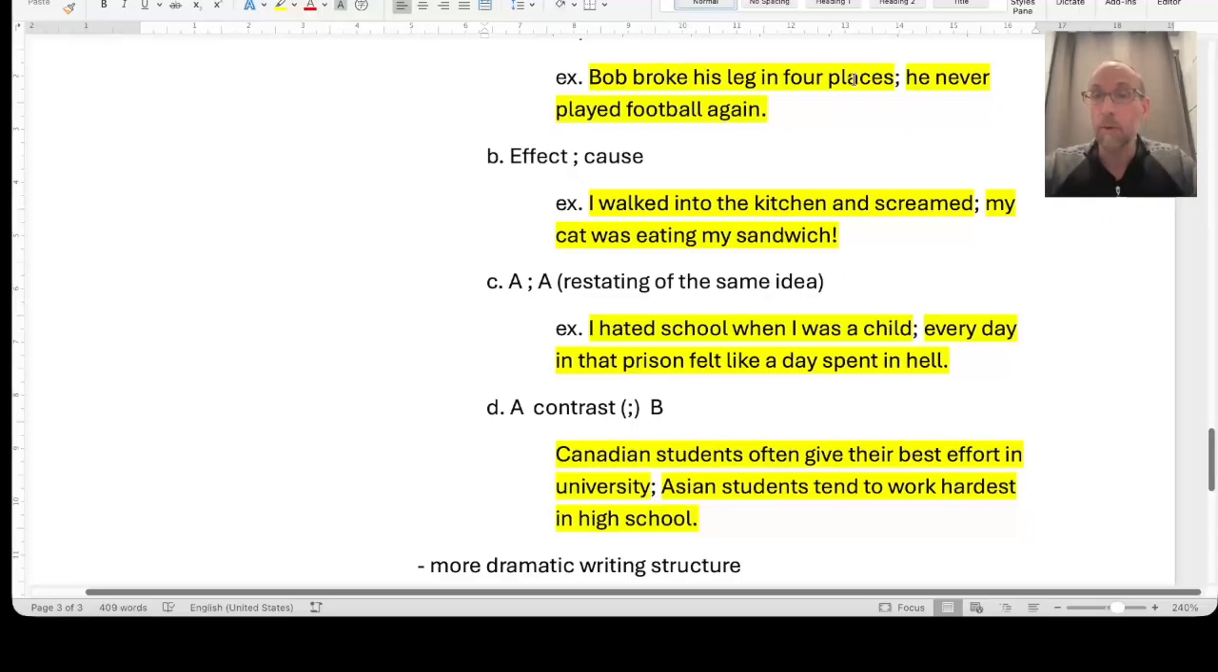So Bob broke his leg in 4 places. If we wanted to, we could put a comma so, comma fanboys. But that isn't as dramatic. There's no pause there. It's very smooth. Bob broke his leg in 4 places, so he never played football again. Right? It's all very clearly stated to the reader. There's no pause there. There's no time for drama to rise. So I think it's not as impactful as just using a semicolon.